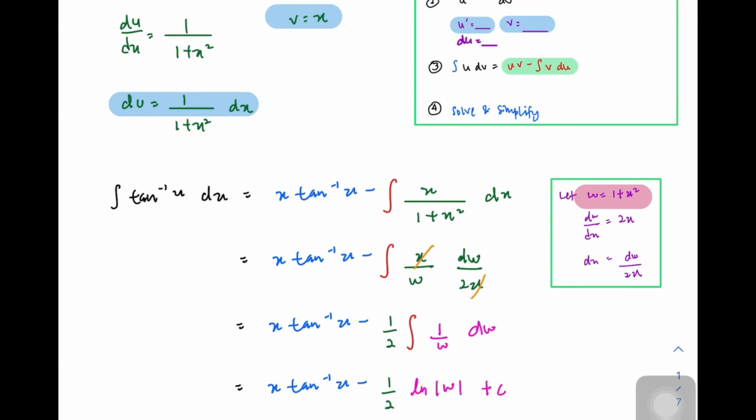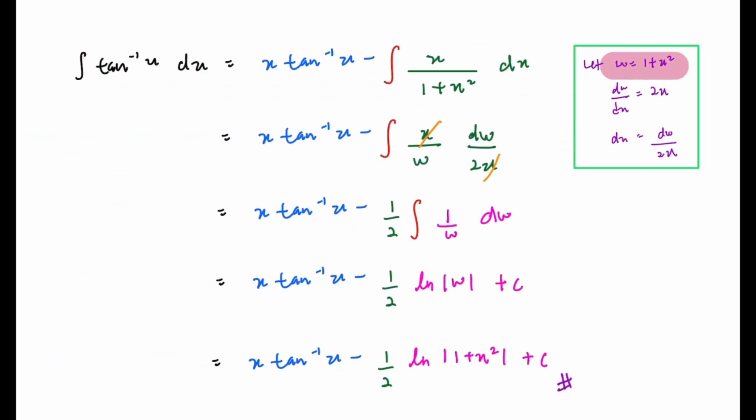Now integrate 1 over w. This is just ln modulus w. And don't forget to write plus c. Please take note that this is not your final answer yet, because you have this in terms of w. We don't want w, we want the original variable, which is x. So let us back substitute this function here. Your final answer is x inverse tangent x minus 1 over 2 ln, and let's substitute your w, 1 plus x squared in modulus, plus c.